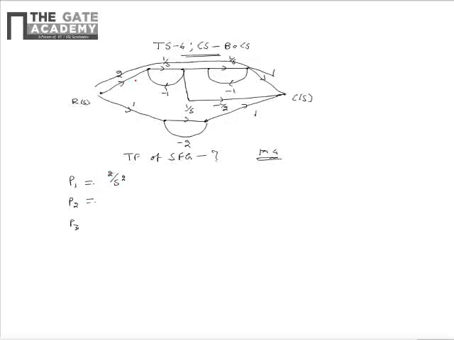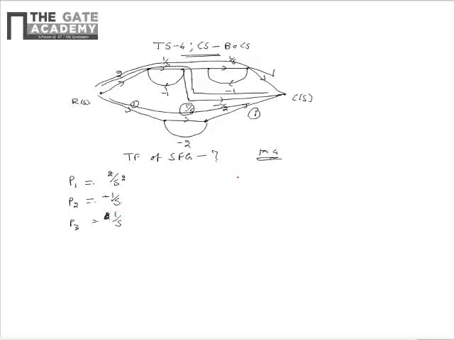P2 is a forward path which covers the points 2, 1 by S, 1 by S, 2, 1 by S and -half, which can be written as -1 by S, and P3 can be written as a forward path covering 1, 1 by S and 1. So P3 is equal to 1 by S.